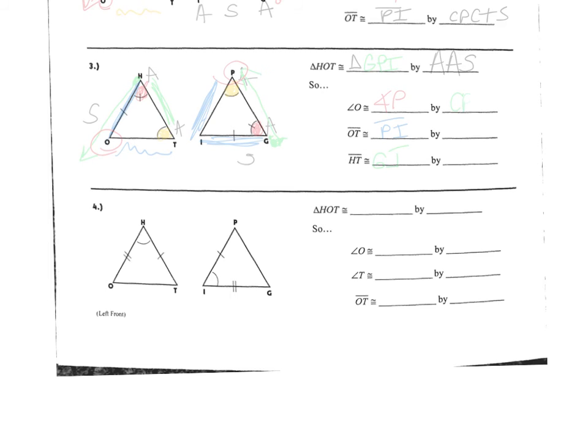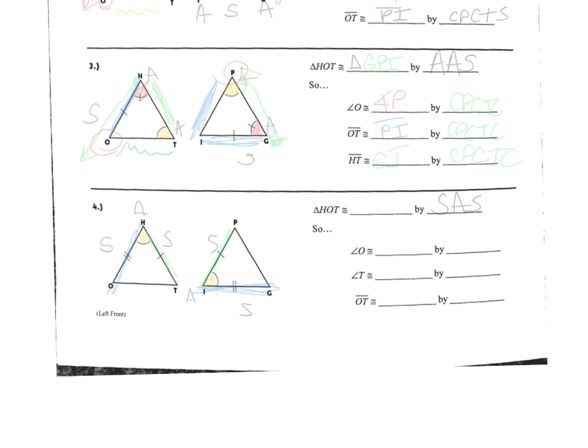And once again, by corresponding parts of congruent triangles are congruent, which we of course abbreviate CPCTC. And our last one here, if we look at, we have a triangle, we have a side and a side. And so if we look at what we have here, we have a side, an angle, and a side, an angle, and a side.